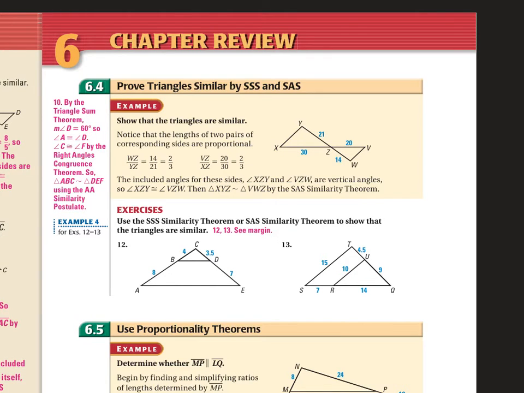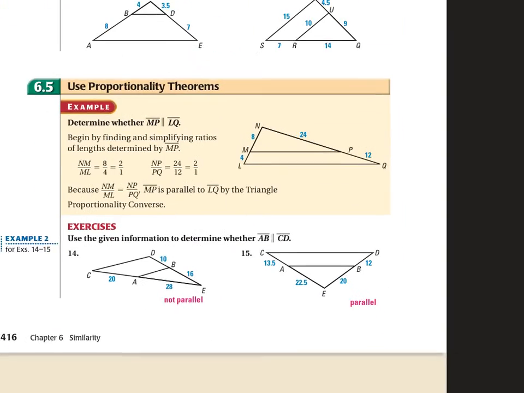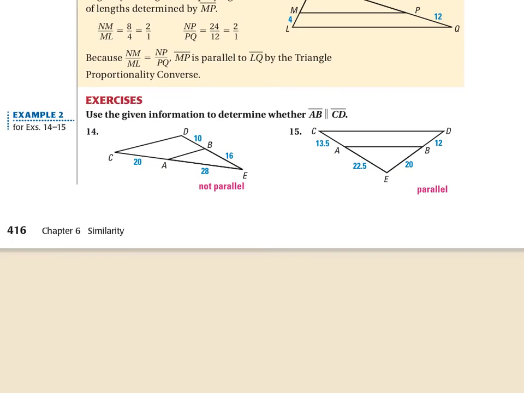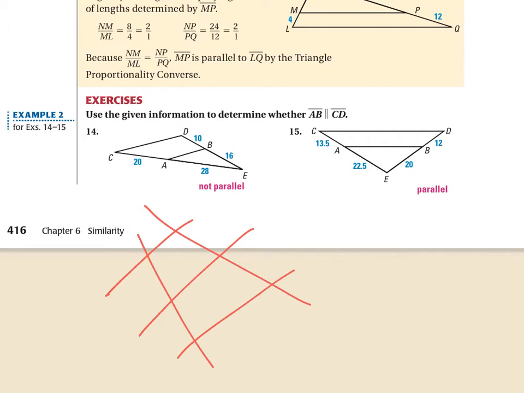Questions on 12 or 13? Okay, then 6-5 was all your theorems, the theorems with the triangles, which are these. So 14 is not parallel because they're not proportional. 15 is parallel because they were proportional. And then also in 6-5 were your 3 parallel lines, 2 transversals where you've got proportional statements going on there, and, what am I missing? The angle bisector, where those would be proportional too.